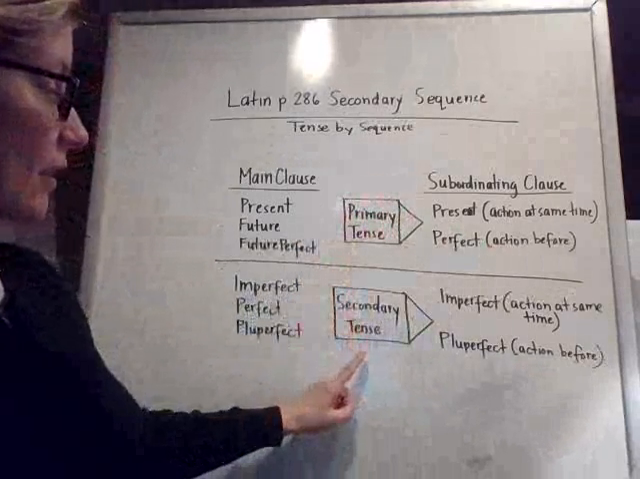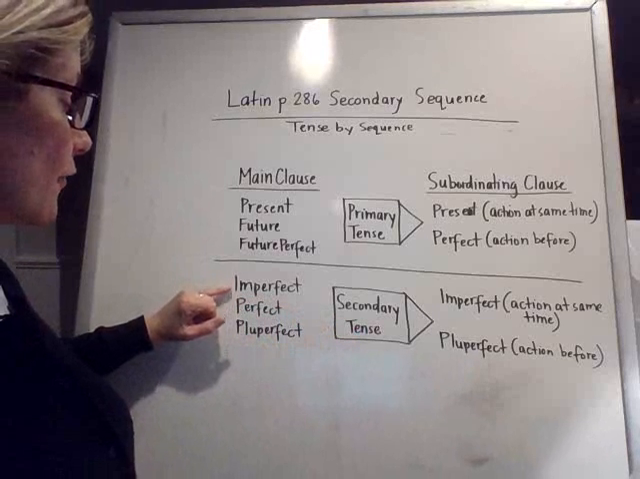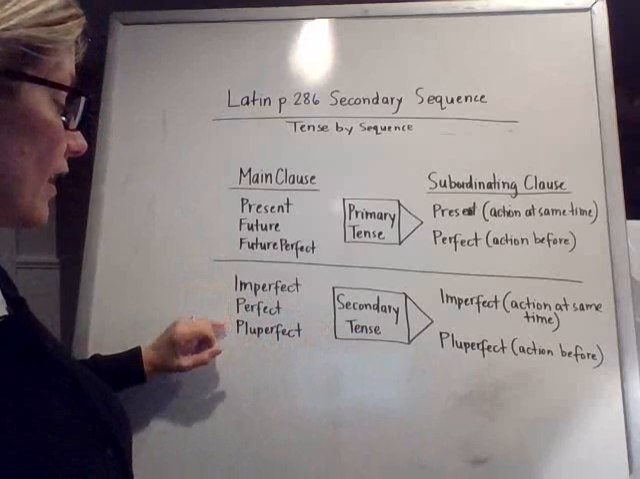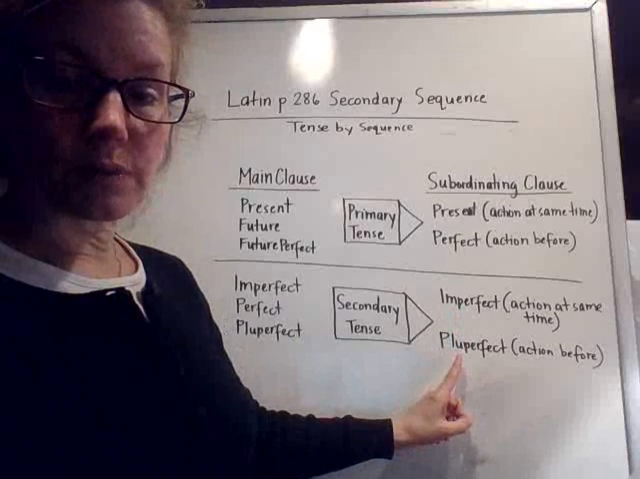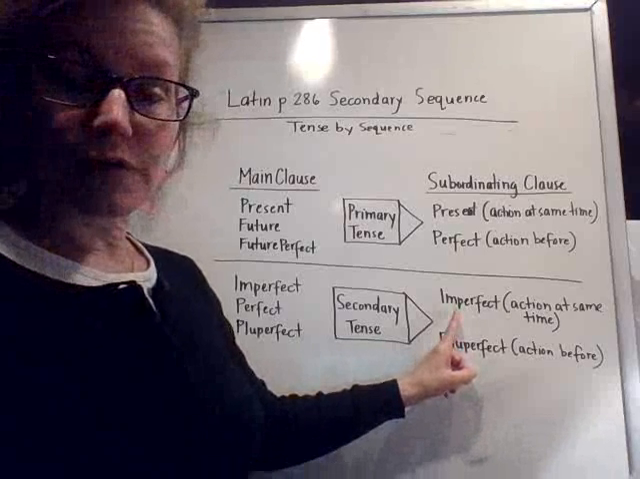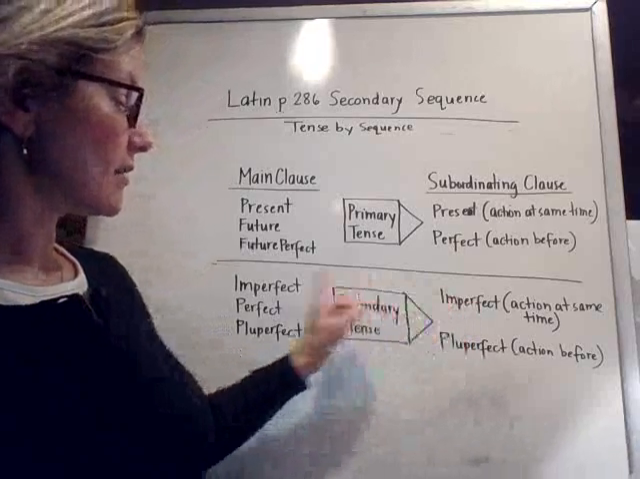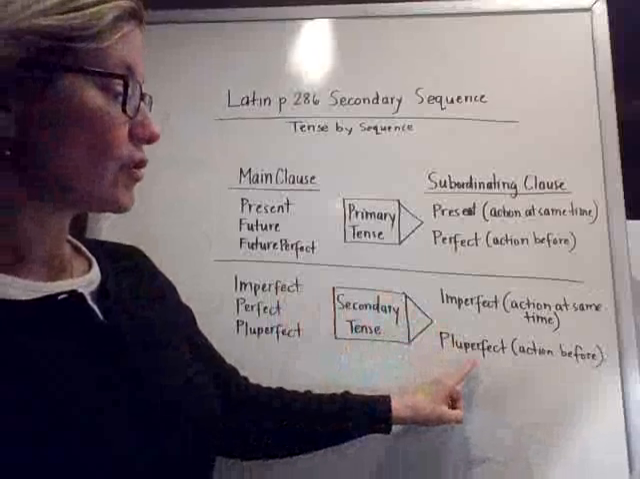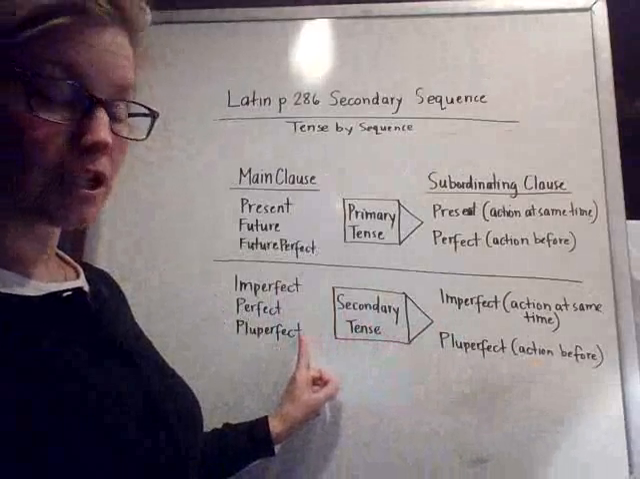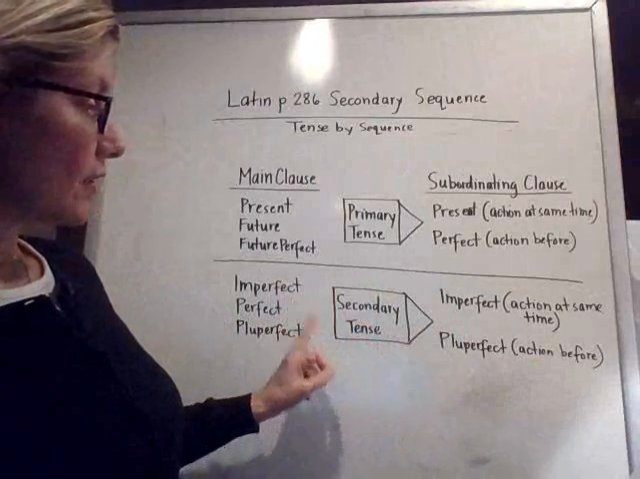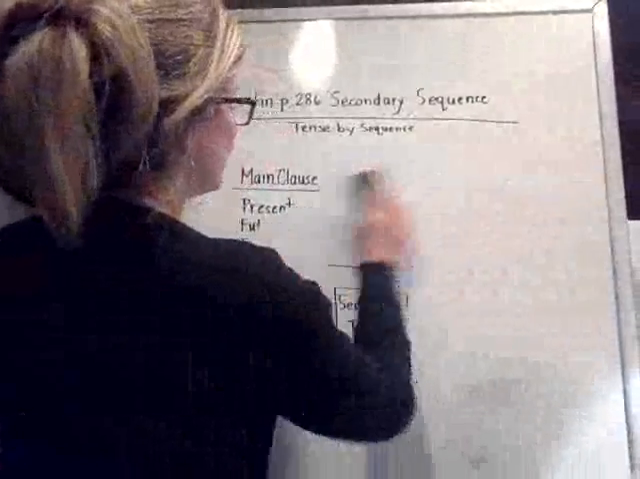Now the secondary sequence is this. If the main clause verb is in the imperfect, perfect, or pluperfect, then the subordinating clause is going to be in either the imperfect or the pluperfect. And it's imperfect if the action is happening at the same time in the subordinating clause as in the main clause. And you use the pluperfect if the action is happening before the action in the main clause. Okay, so let's do a couple of sentences so we can practice this.